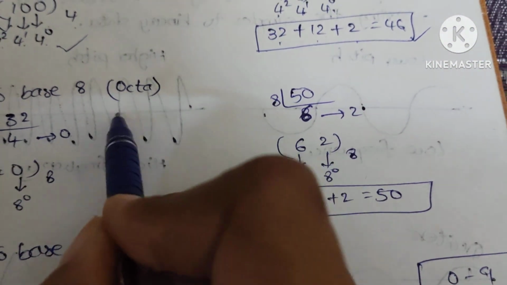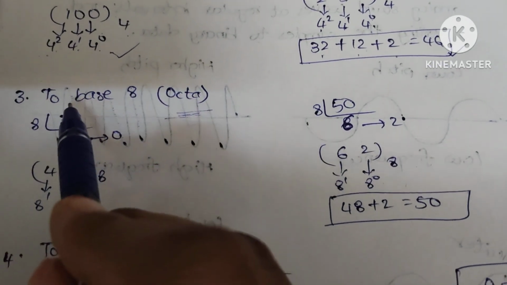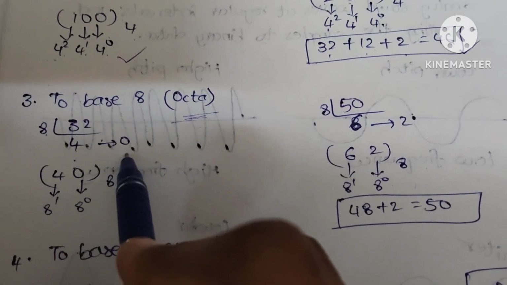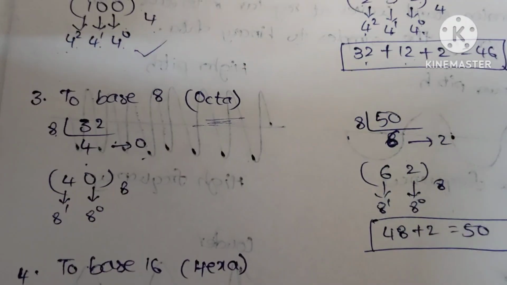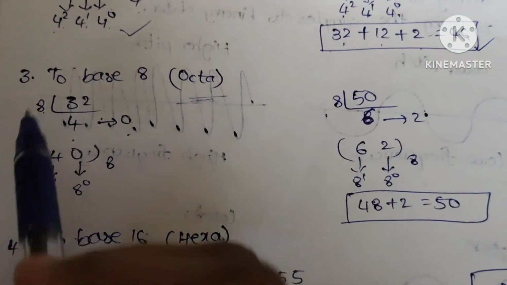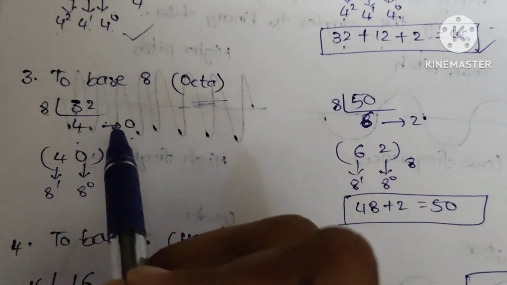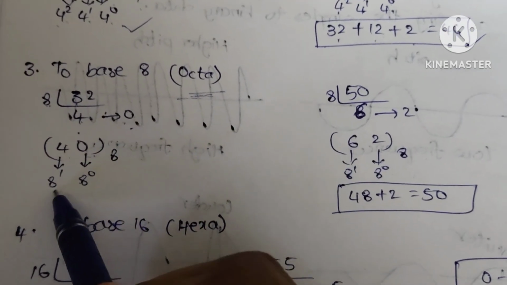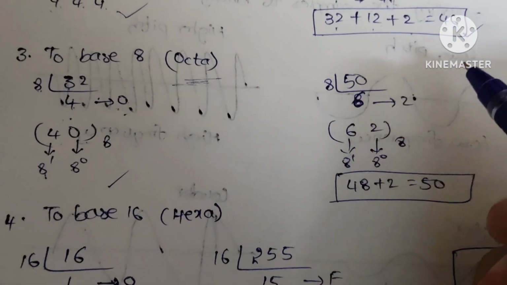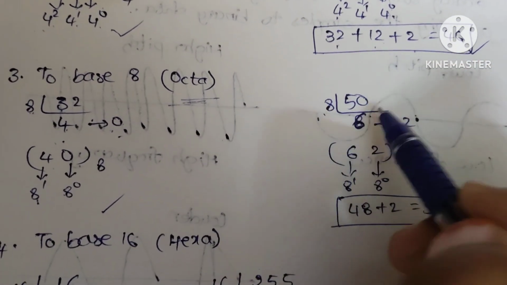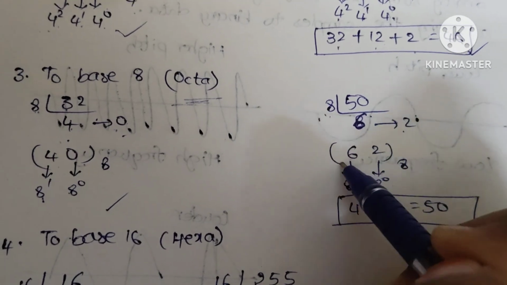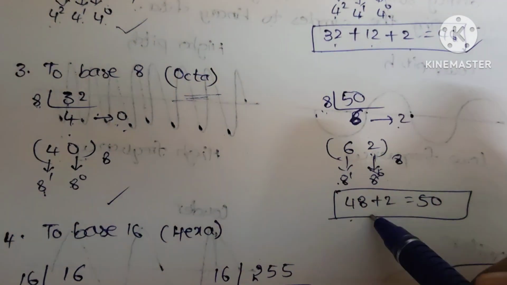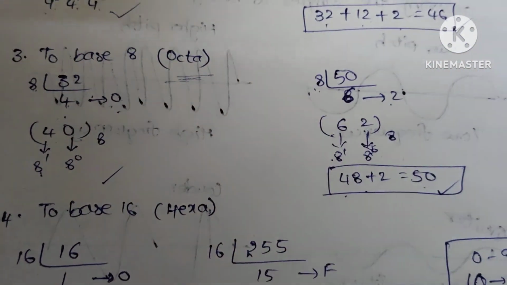The next conversion is to base 8. It is also called octal. Here we are taking the example 32. 8 4s are 32 and the remainder is 0. So 4 0. Check with 8 power 0 and 8 power 1: 8 4s are 32, which is right. The second example is 50. 8 6s are 48 and the remainder is 2. So 6 2. From the right, 8 power 0 and 8 power 1: 48 plus 2, which is equal to 50, and this is also right.